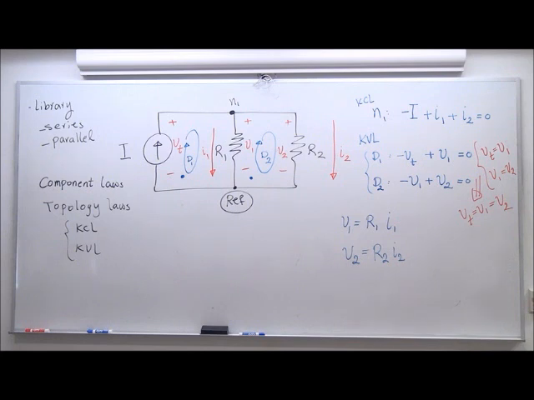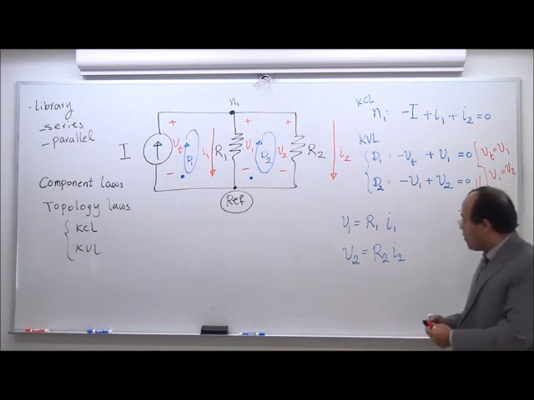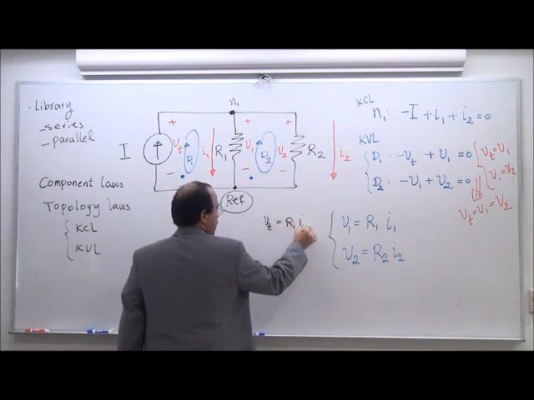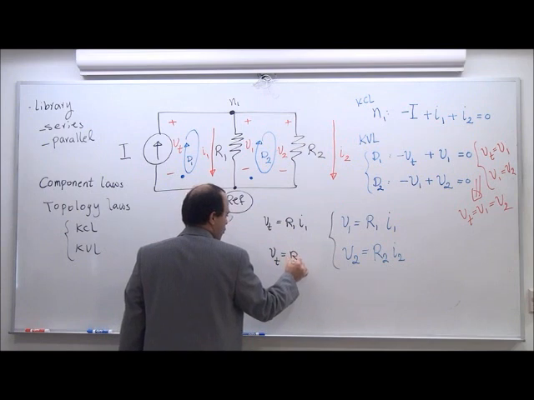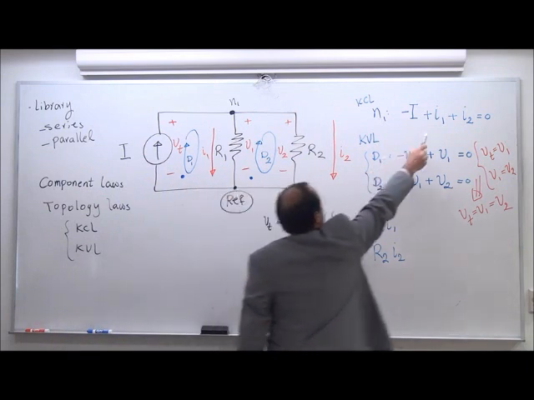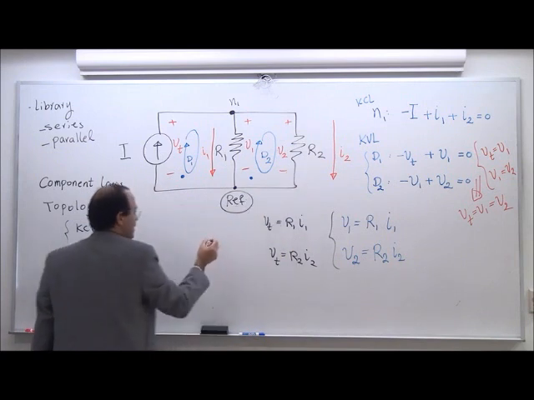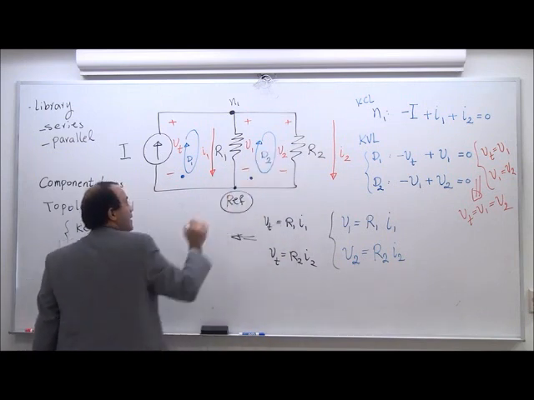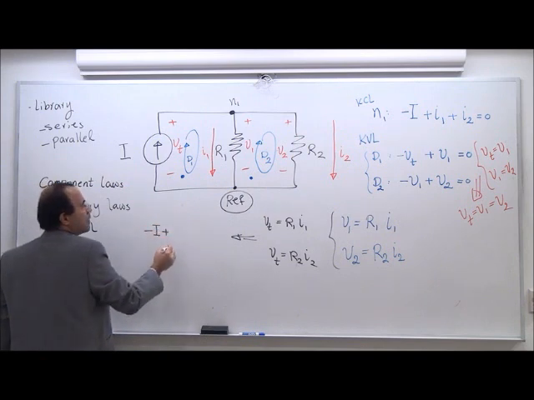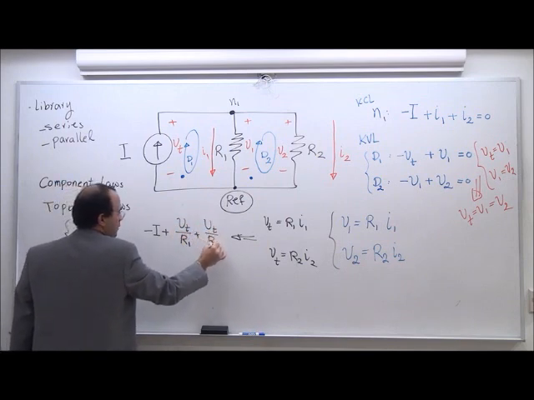Well, I'm not done with the solution. I'm going to utilize V1, V2, and replace them with Vt. That's my unknown. So let's do that. This one is going to be Vt equal to R1 I1. This one is going to be Vt equal to R2 I2. I need I1 and I2. I need to grab I1 from this equation, I2 from this equation, and put it in that equation. So with the KCL on mine, it's going to be minus I plus Vt over R1 plus Vt over R2 equal to 0.